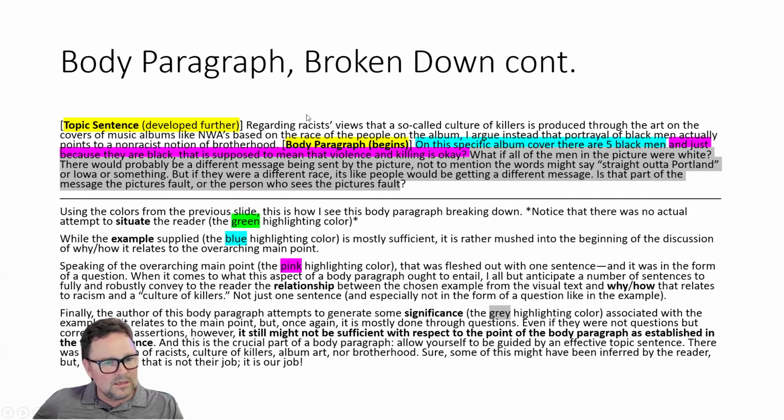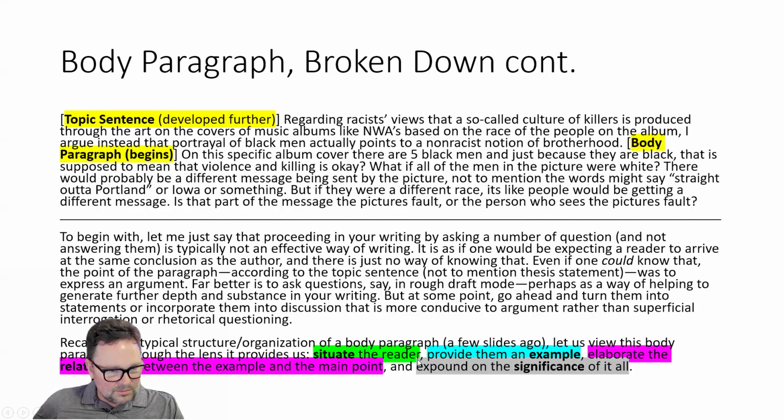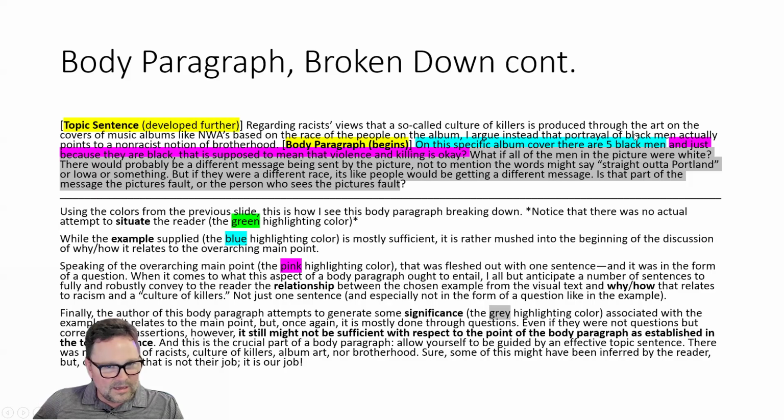And so, here's the revised topic sentence again. Here's the original body paragraph. Notice there's no green. There's no situating the reader here with this original body paragraph. And then the blue is, like we just talked about here, that's the example provided from the artifact, in this case, the visual. Okay, so at least that's there.